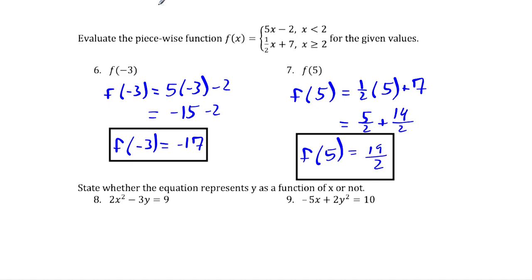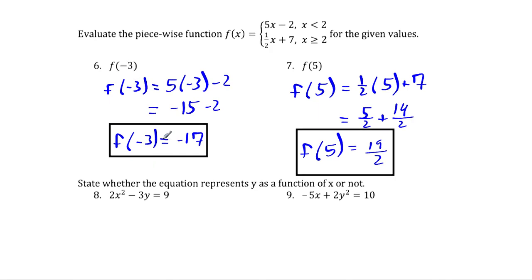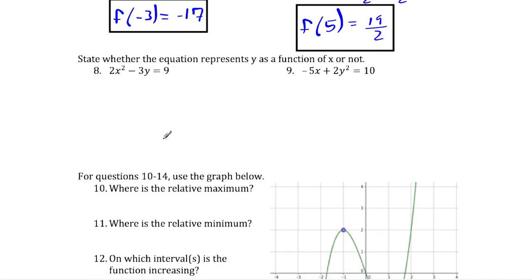And that's my answer there. So just two nice questions here going through. Again, nice substitution to evaluate. We want to decide if y is a function of x or not.